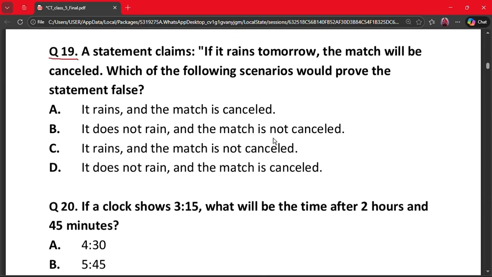A statement claims if it rains tomorrow, the match will be cancelled. Which of the following scenarios would prove the statement false? A. It rains and the match is cancelled. B. It does not rain and the match is not cancelled. C. It rains and the match is not cancelled. And D. It does not rain and the match is cancelled. Here the correct answer is option C. The statement says rain must cancel the match. If it rains and the match is not cancelled, the statement fails. Thus option C is the correct option.